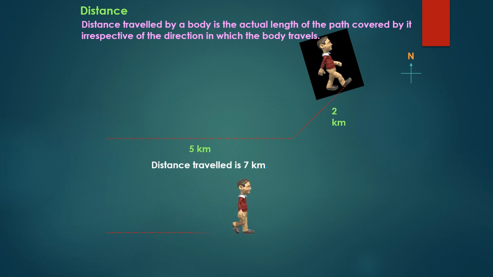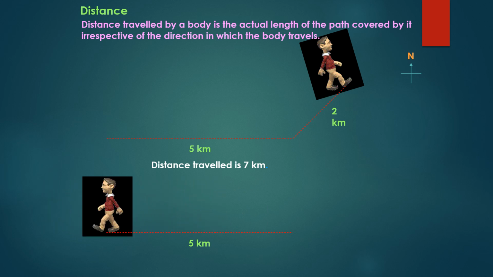A person is traveling 5 kilometers in the forward direction, and then he returns back in the same path and covers another 5 kilometers. The total distance traveled by him is 10 kilometers, 5 plus 5.